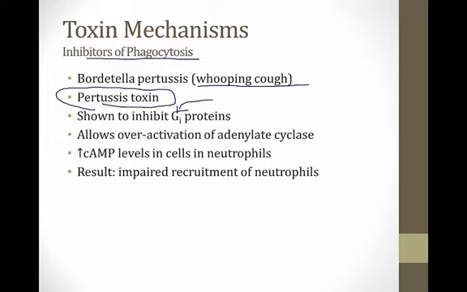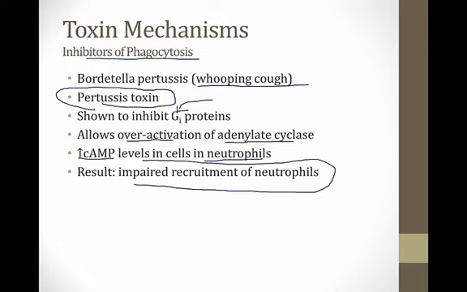So what you're doing is inhibiting the inhibitors, and the result of that is overactivation of adenylate cyclase, and this increases the cyclic AMP levels inside neutrophils, and the result is that there is impaired recruitment of neutrophils to control the infection, and this is a way by which Bordetella pertussis persists and causes symptoms.